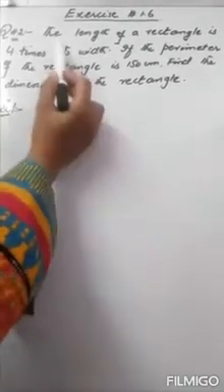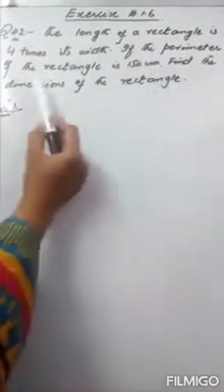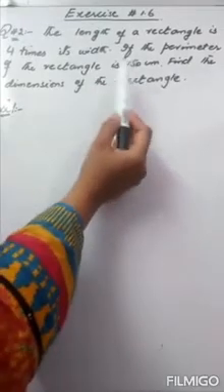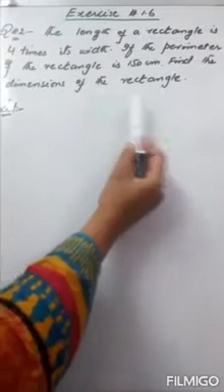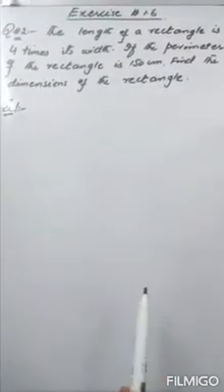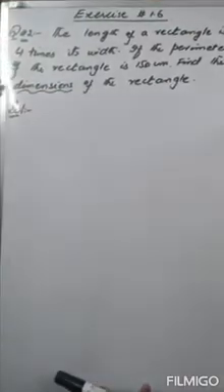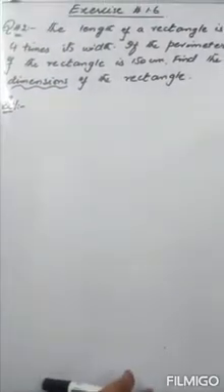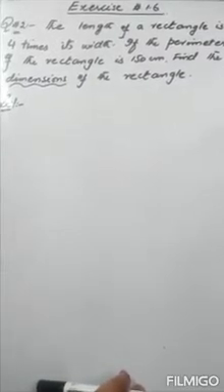What is it? The length of a rectangle is 4 times its width. Find the perimeter of the rectangle. If the perimeter of the rectangle is 150 centimeter, find the dimensions of the rectangle. First of all, what is dimension? Dimensions means the length and the width of the rectangle. So we have to find the length and width of the rectangle.